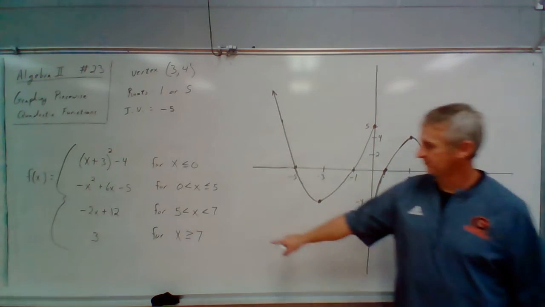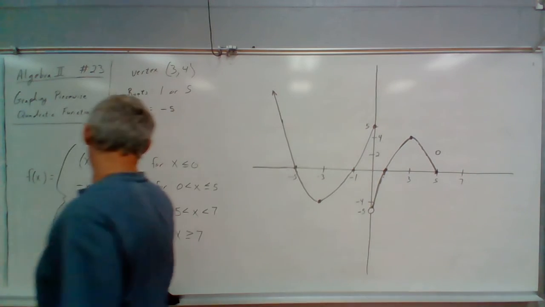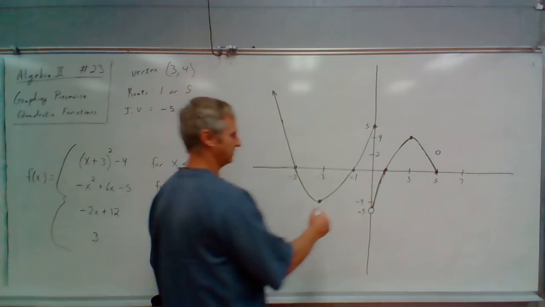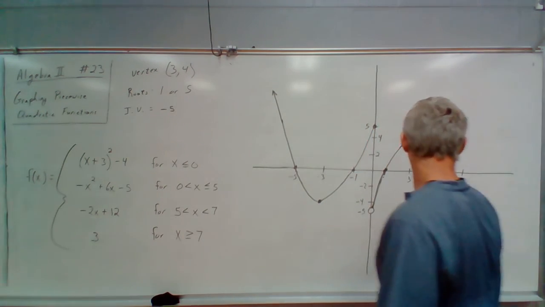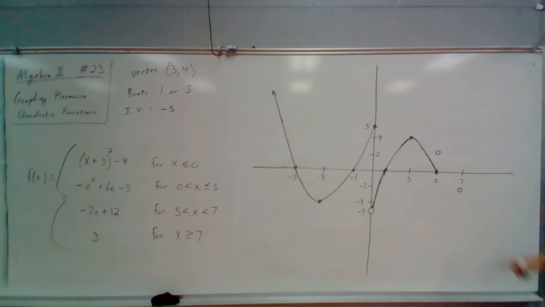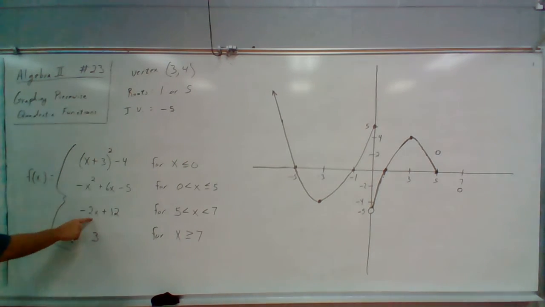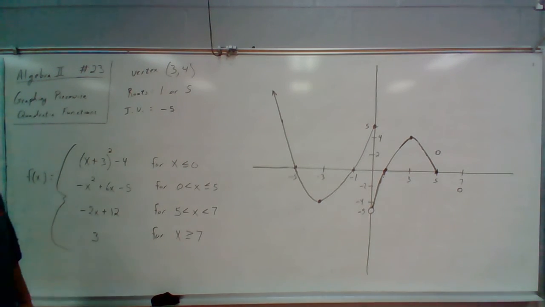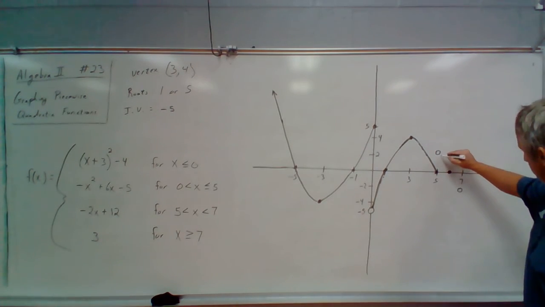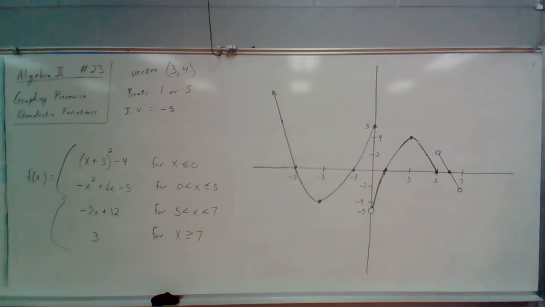Let's put in the 7. Again, I have to use an open circle. But when I put the 7 in, negative 2 times 7 is negative 14, plus 12 is negative 2. So that would be here with an open circle. And just for fun, let's put in the 6. If I put in a 6, negative 2 times 6 is negative 12. Negative 12 plus 12 is 0. So I would get a point here. And this is a linear equation, so it should make a straight line that looks like that.